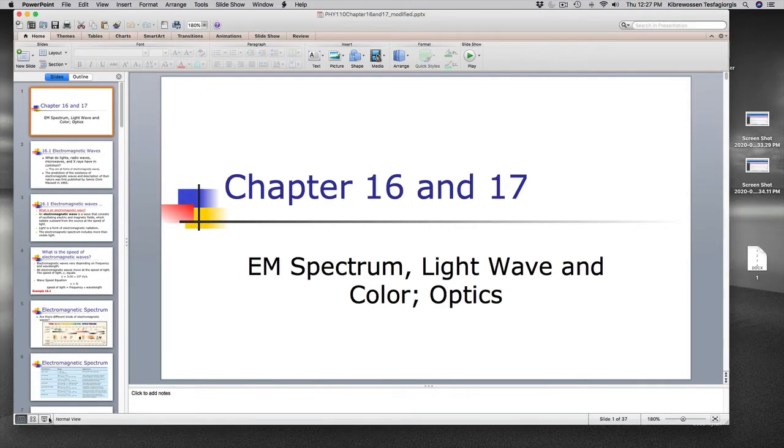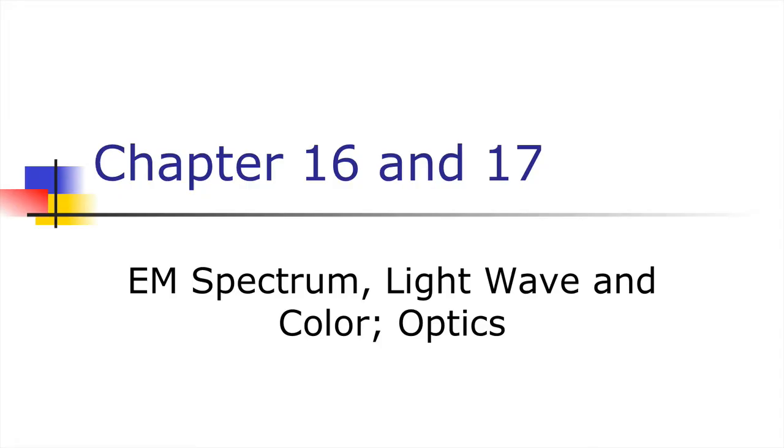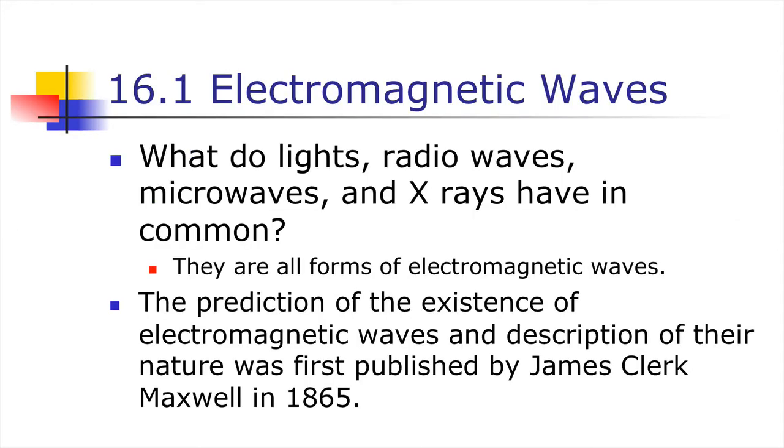Hello again. The first part of this video will explain a little bit about the electromagnetic spectrum. Then later we're going to talk about light wave optics and how colors are formed. So the first question is, what do light, radio waves, microwaves and x-rays have in common? The answer is they're all forms of electromagnetic waves.